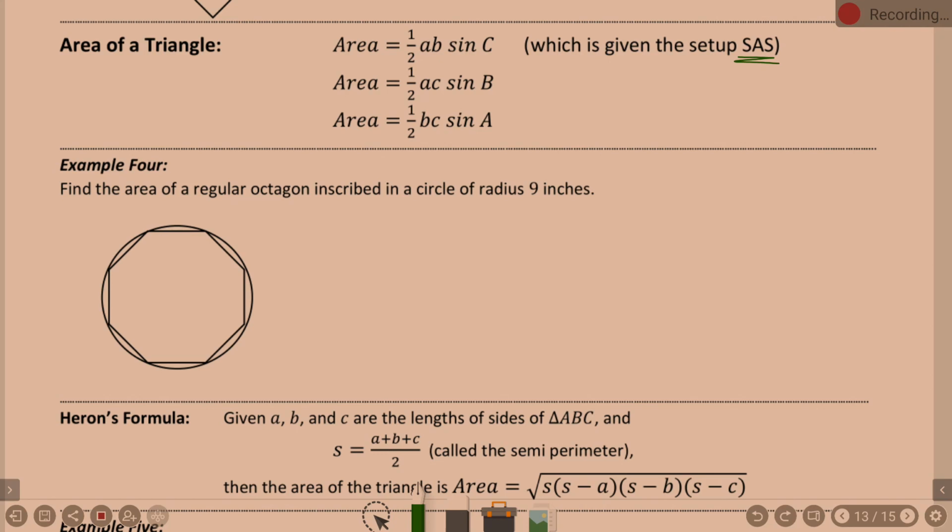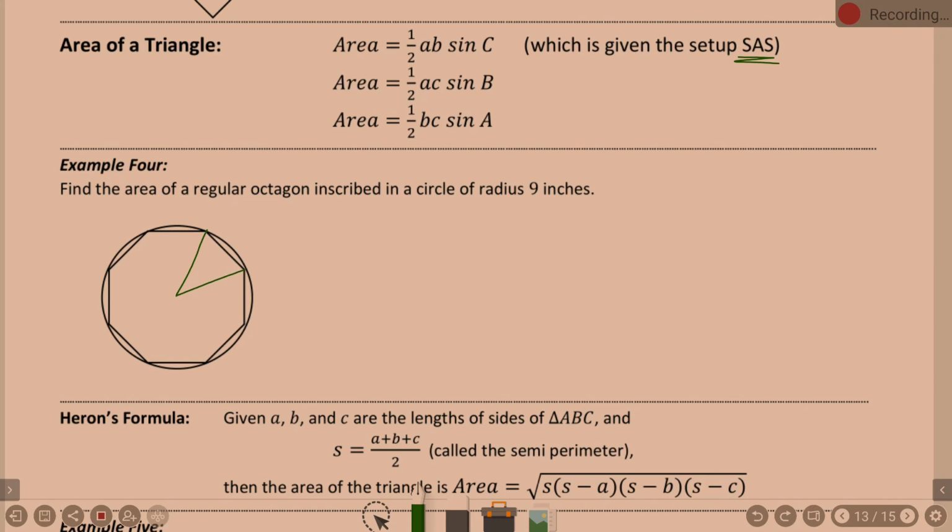Now, area of a regular octagon. Obviously, we're using the triangle formula that I just introduced. What do you know about an octagon? It has 8 sides. If there are 8 sides, what can we create? 8 triangles. In other words, cut your octagon into 8 pie pieces. I'm only drawing 1 pie piece in because it's going to get too crazy looking if I try and draw them all in. Now, what do we know about this triangle?